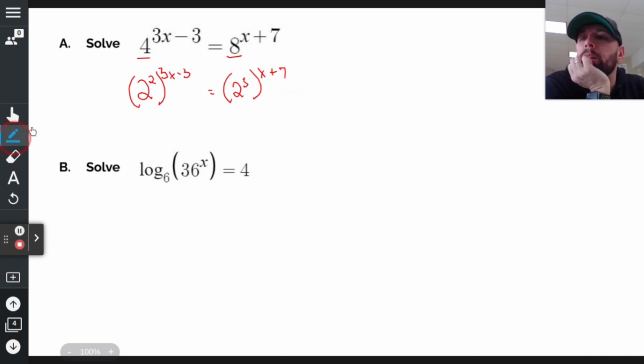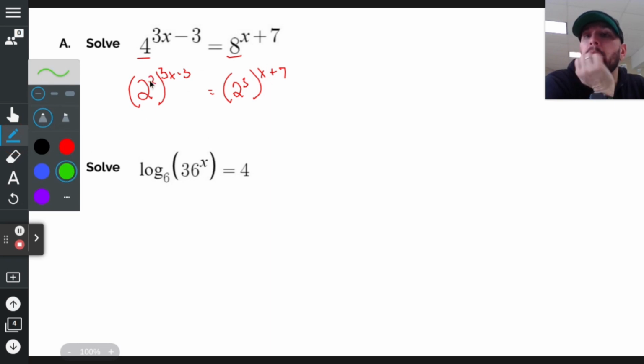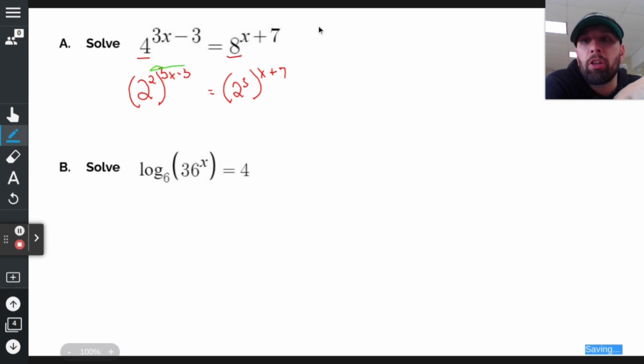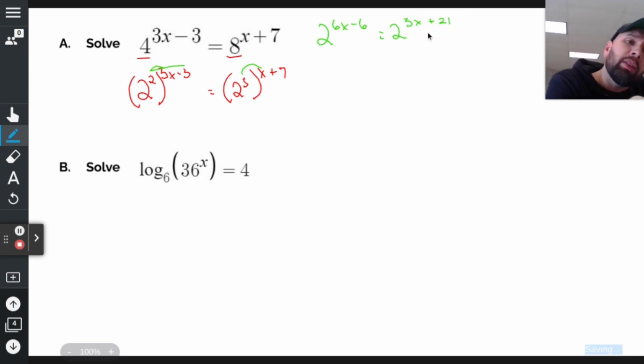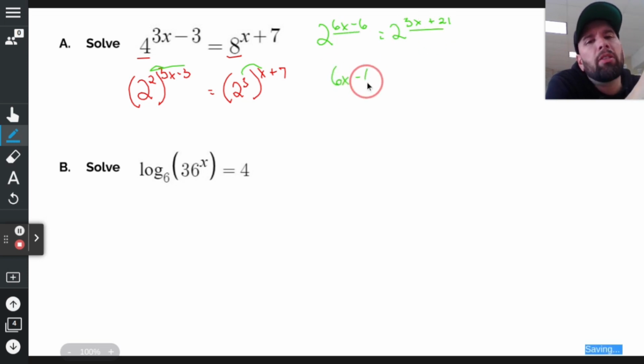And then you distribute up here. When you have an exponent raised to an exponent, you multiply. So that's the distributive property right there. That's going to be 2 to the 6x minus 6, equal to 2 to the 3x plus 21. Now, when you have a base equaling the same base, you set the exponents equal to each other. So I have 6x minus 6 equals 3x plus 21. And now it's an Algebra 1 problem.